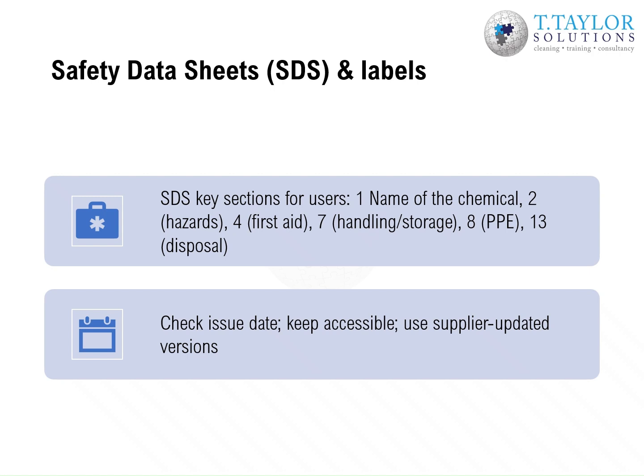Supervisors and site folders should always have a copy available. The label on the container is a shorter version of the SDS. It tells you what the product is used for, how to use it safely, and what personal protective equipment you need. Even if you have used a product before, always read the label before using it again. Manufacturers sometimes change the formula or concentration, which may change how it should be handled.